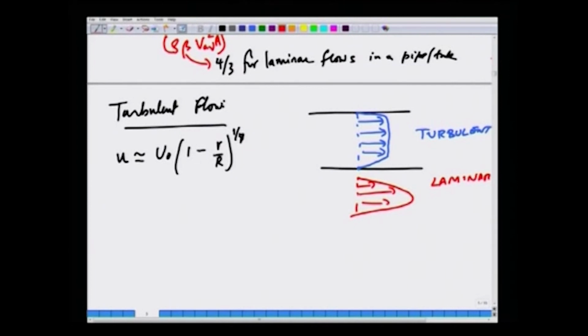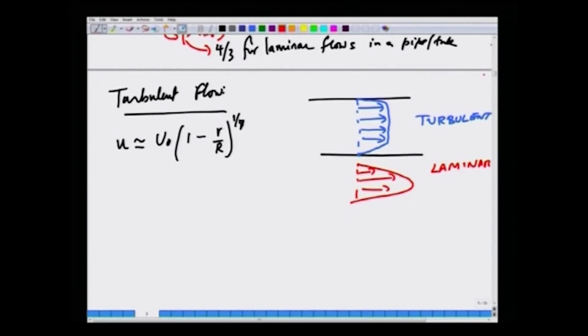Okay. So, there is already a huge difference in the nature of the velocity profile. There is a large variation in the laminar flow, while in the turbulent flow you see that except very close to the walls the velocity is almost uniform. So, you would expect even before calculating the momentum correction factor that the uniform flow assumption is more appropriate for a turbulent flow as compared to laminar flow.